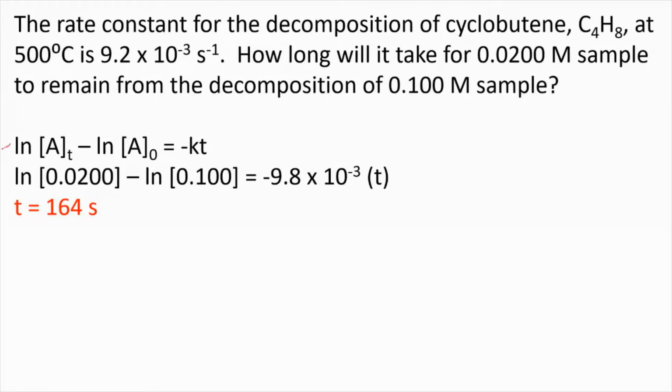So I've got my formula, and in this case, we're looking for time, how long, so we're looking for t. I have my final concentration, my initial concentration, and I'm taking the natural log of this, and I've plugged in my k value, which was provided right there, our rate constant, 9.2 times 10 to the minus third. And when I plug this into my calculator, I get 164 seconds.